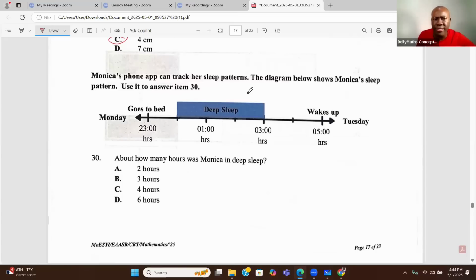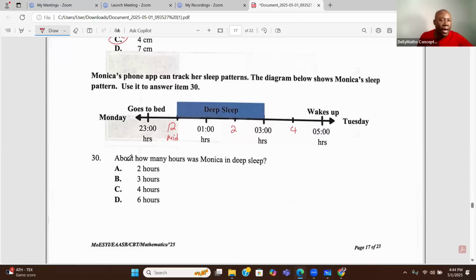Monica can track her sleep pattern. The diagram below shows Monica's sleep pattern. So we're looking at it. We see deep sleep, gone to bed, wake up, and so on. Now, if you take a look, this is 12 midnight. This is 2. This is 4. So you're seeing those numbers I put in.